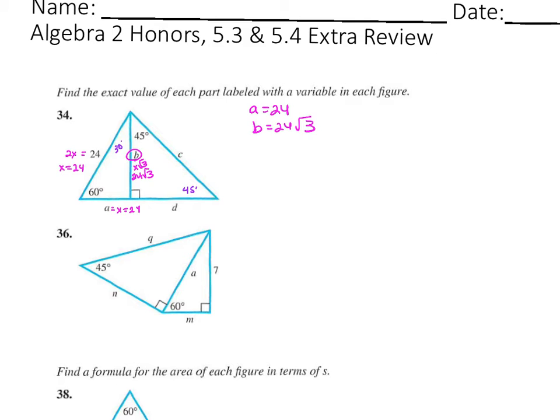And then that feeds into the triangle on the right. So in a 45, 45, 90 triangle, let's just say that this is y and this is y, so we have a different variable. This would be y root 2. So if y equals 24 root 3, so would D down here, so D would equal the same thing. And then C would equal 24 square root 3 times the square root of 2, which becomes 24 square root 6. So that's C.